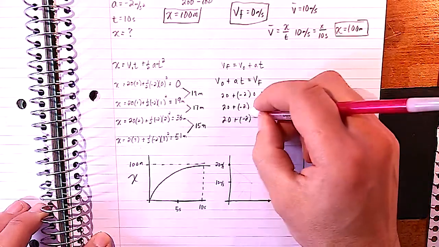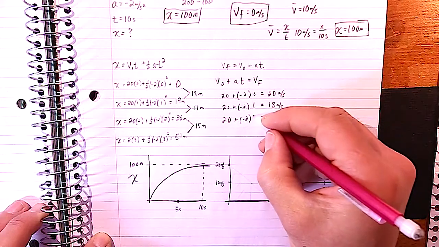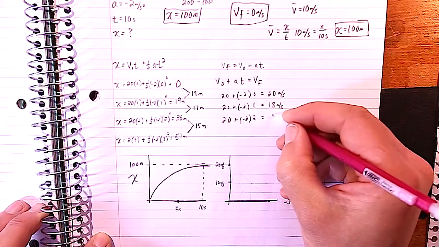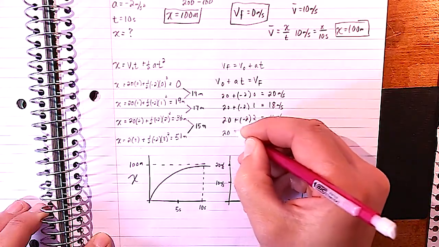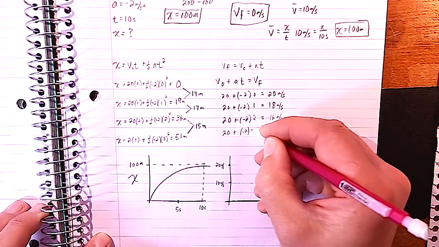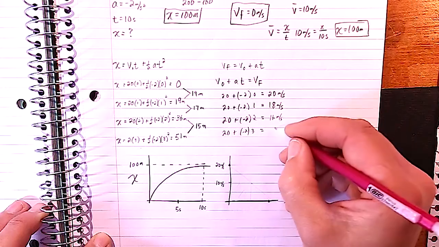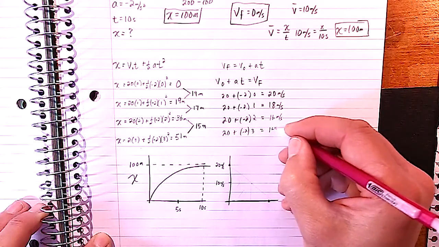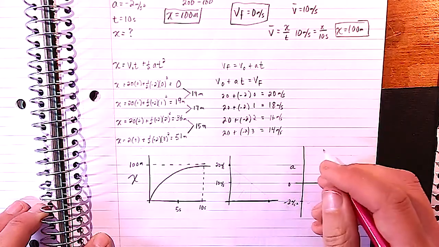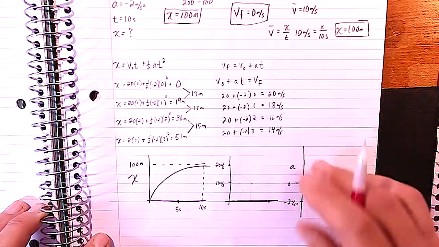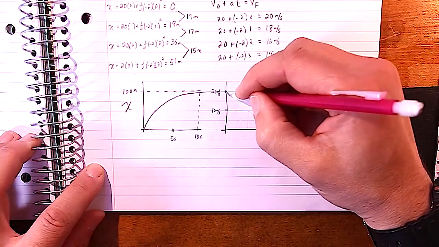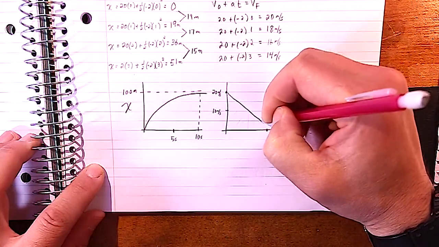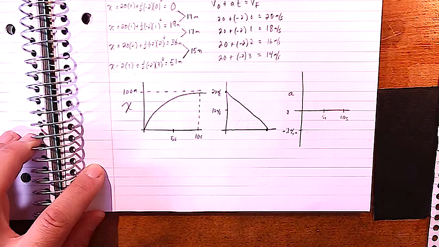And 20 plus -2 times 3, sorry, not 3 seconds, 2 seconds. Going up 1 second at a time, that's going to be 16 meters per second. And we'll just do one more, -2 times 3, and that's going to give us 14 meters per second. So the velocity is decreasing. What's the velocity decreasing by? It's decreasing by 2 meters per second every second until it stops.